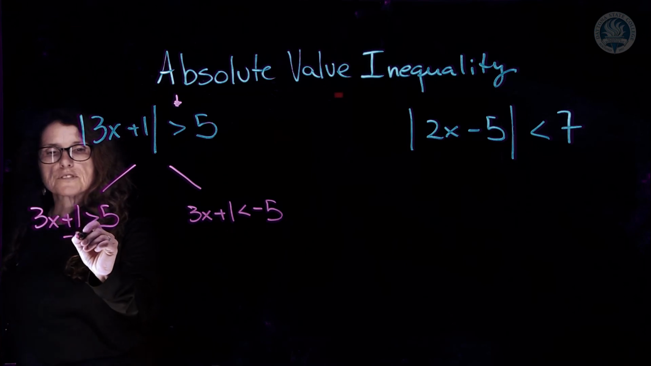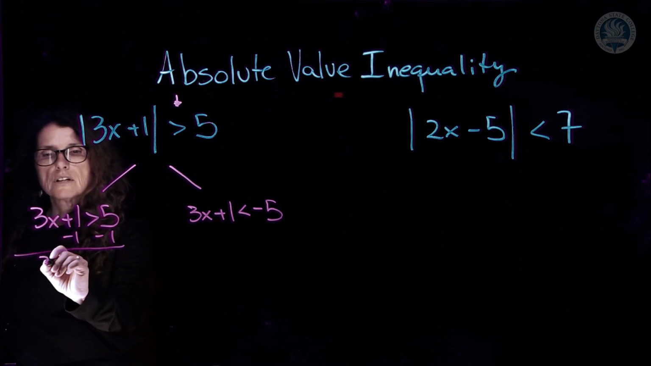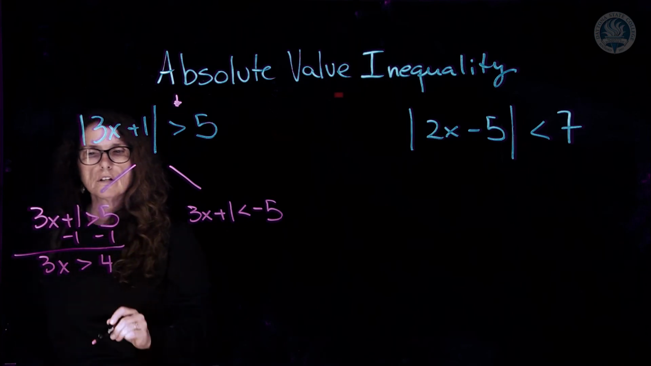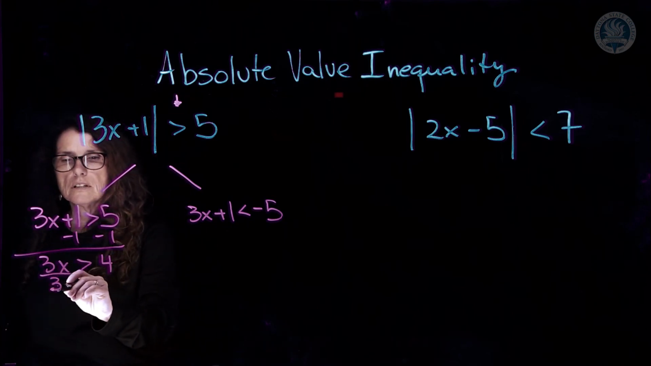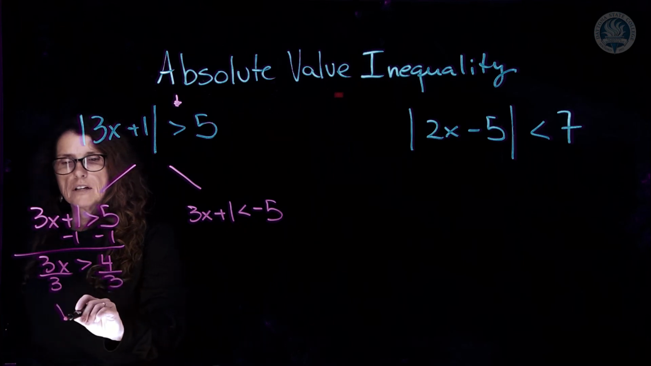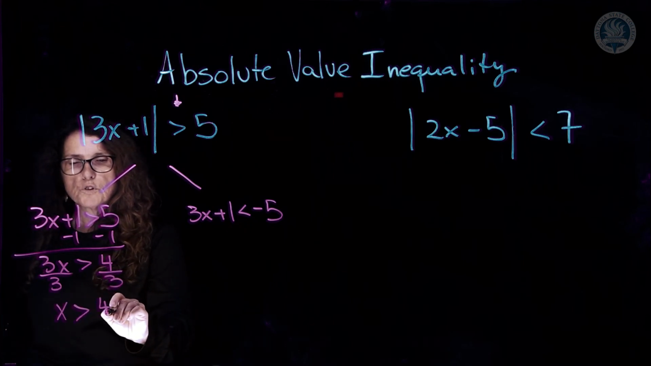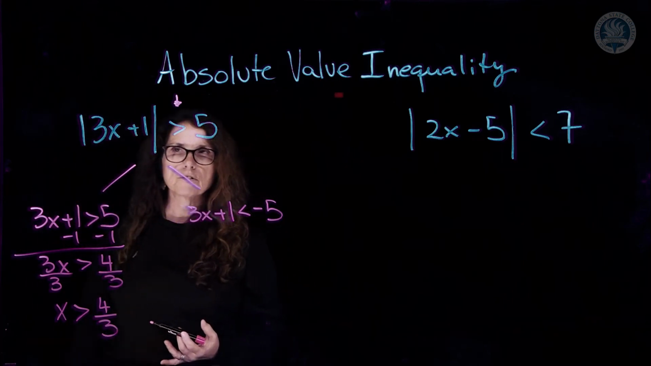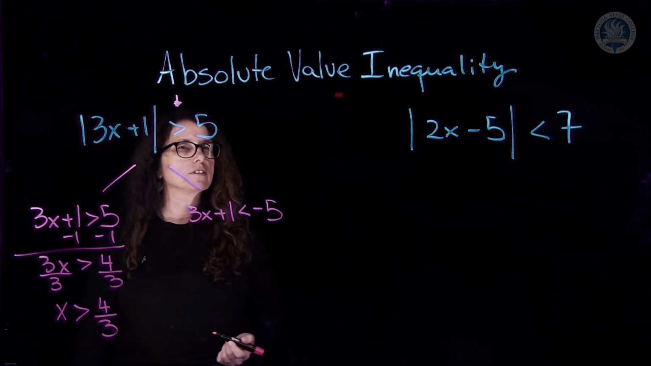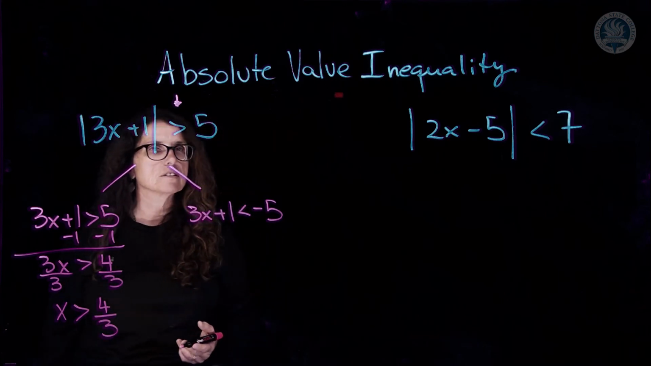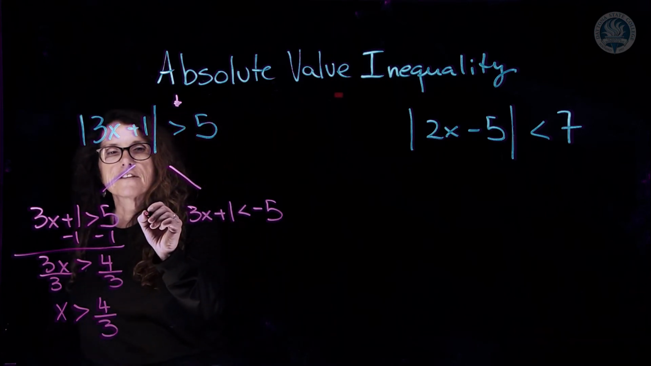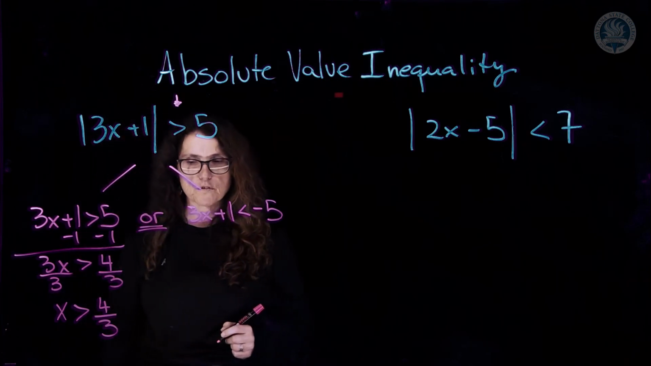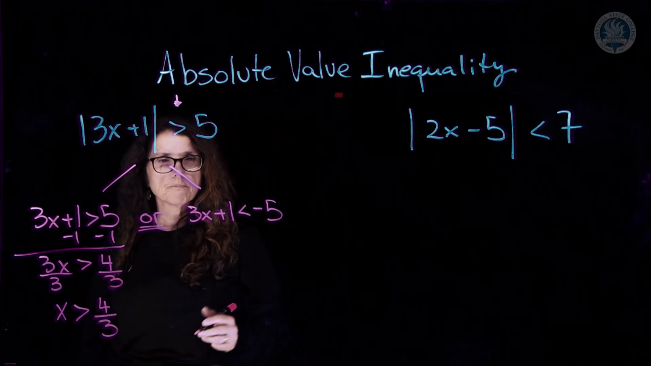We're subtracting 1. 3x is greater than 5 minus 1 is 4. Divide by 3. And x is greater than 4/3. Now from previous work, you know that when we have absolute value inequalities that have the greater symbol in between, that turns into a compound inequality with the word or in between.